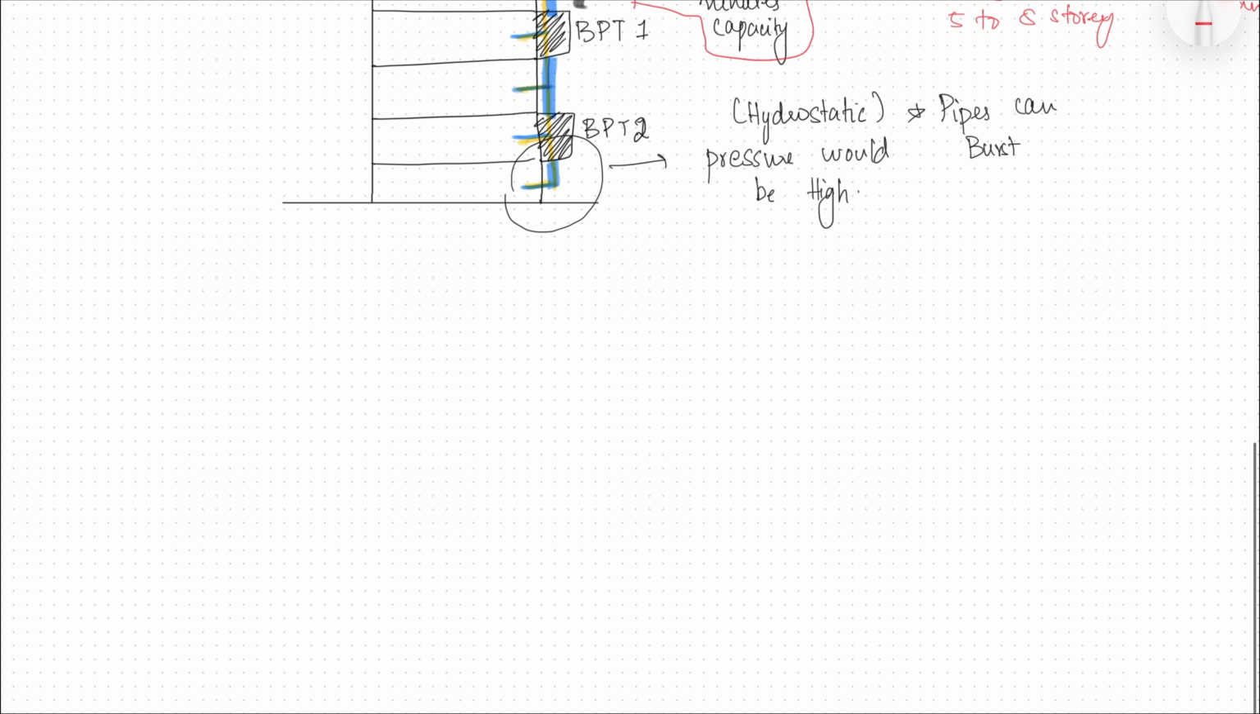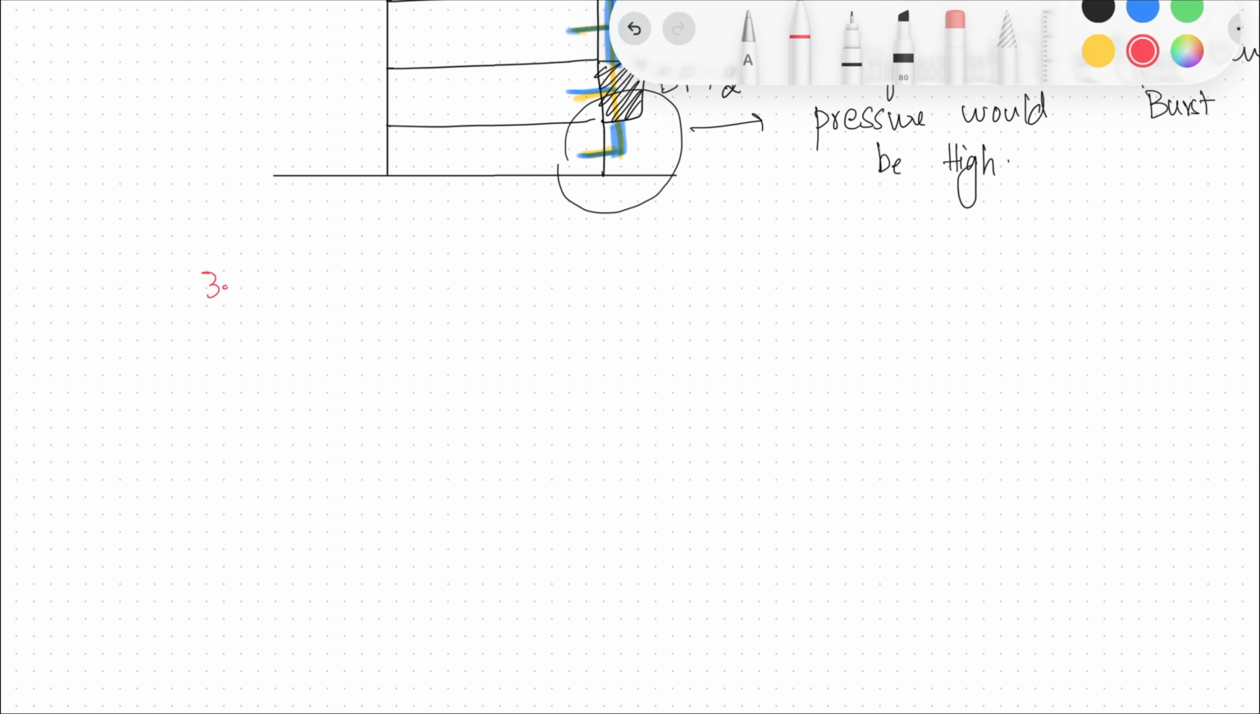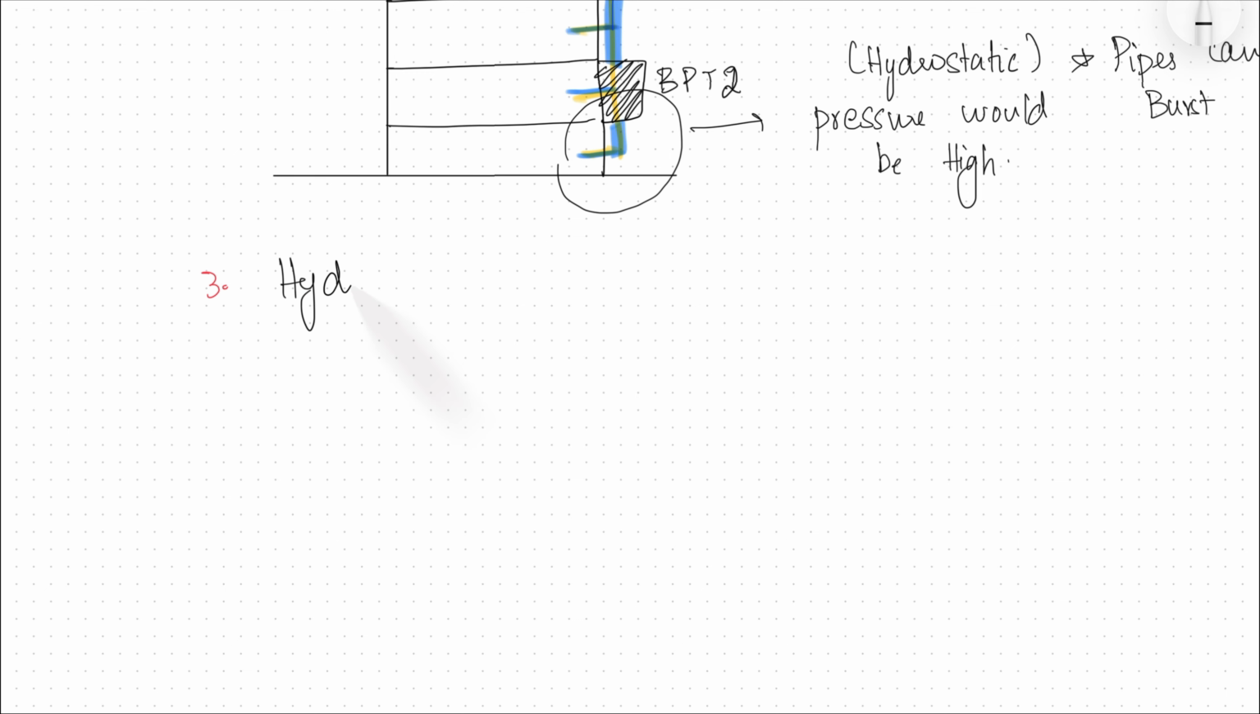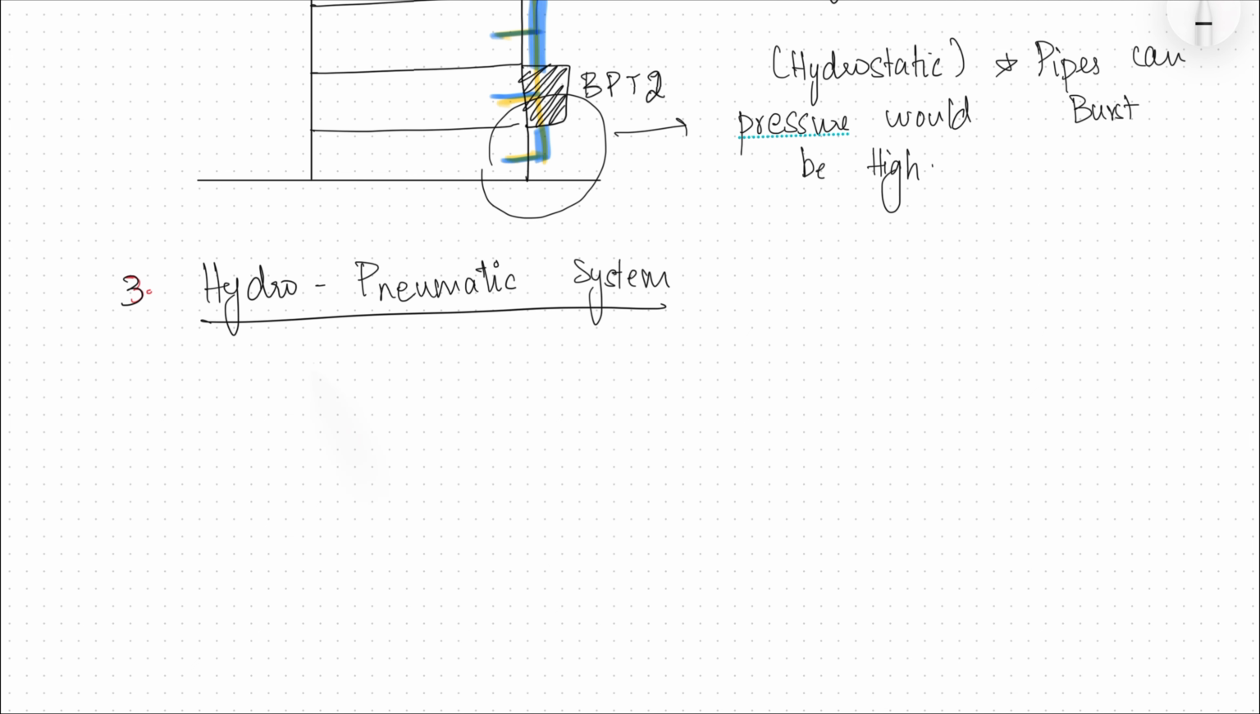Now let's talk about another system, which is the hydropneumatic system. This is again similar to the brake pressure system in terms of how it is divided into zones. So again, your building is divided into zones of either 7 stories or 20 meters height, whichever is lesser, is considered.